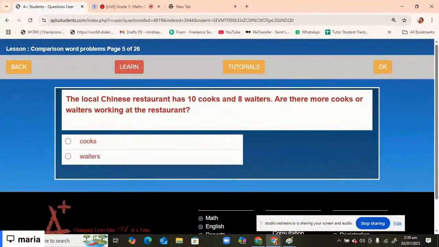Now you guys tell me the answer of this question. The local Chinese restaurant has 10 cooks and 8 waiters. How many cooks? 10 and waiters are 8. Are there more cooks or waiters working at the restaurant? You just check it out. Which is the more, cooks or waiters?